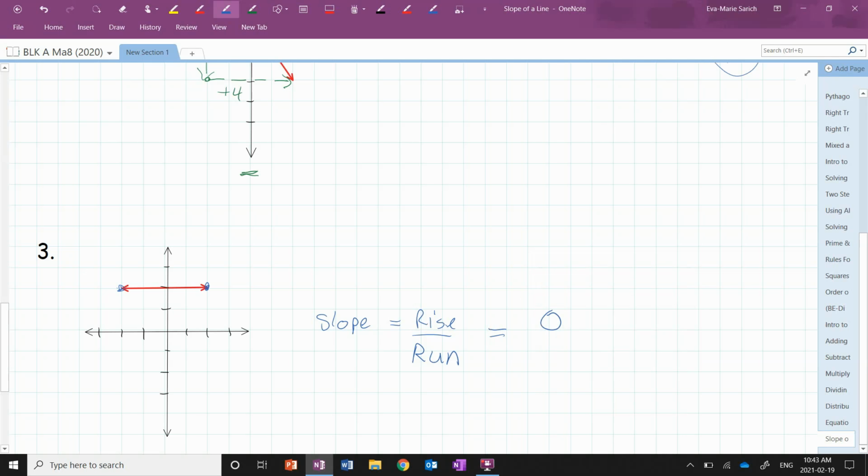How much do we go from left to right? Well, we're going to go 1, 2, 3, 4 spaces in the positive direction. So that's going to be positive 4. Now, if you took your calculator and went 0 divided by positive 4, you'd end up with 0. That's like taking 0 pizzas and cutting them up into 4 pieces. Well, what would you still have? You'd still have 0.